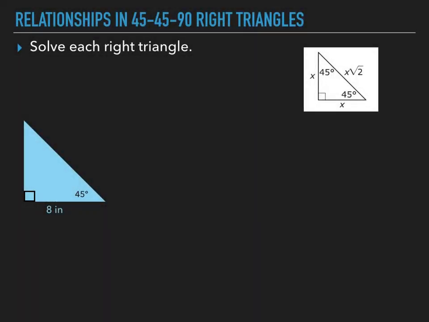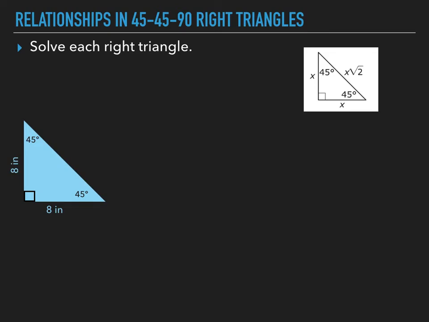So we'll start with 45-45-90 right triangles. And we have an example of a right triangle here where one of the angles, which is acute, is 45 degrees, and one of the legs is 8 inches long. Because of the triangle sum theorem, that the sum of the three angles in a triangle is 180, I know that the other acute angle at the top is also 45 degrees. And so now I have what's called an isosceles triangle, and the two legs of this right triangle will be congruent. That will also be 8 inches.